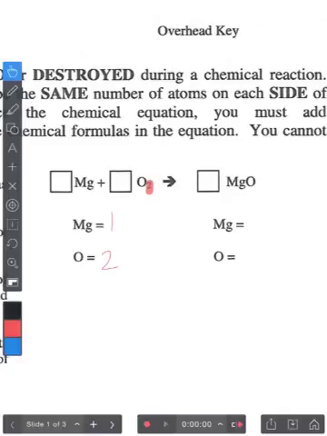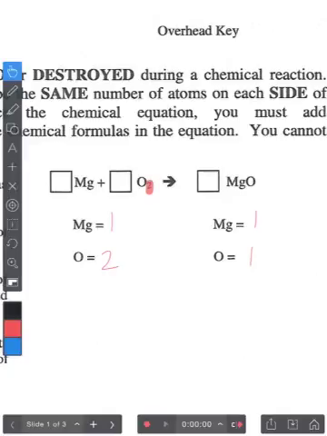Now we move over to the product side. This side is considered the product side. And we notice that there aren't any subscripts on the magnesium or the oxygen, so we just assume both are 1. Now, as you notice, the oxygens are not equal. On the reactive side, it's 2, and on the product side, it's 1. So we need to change that to where they are the same.